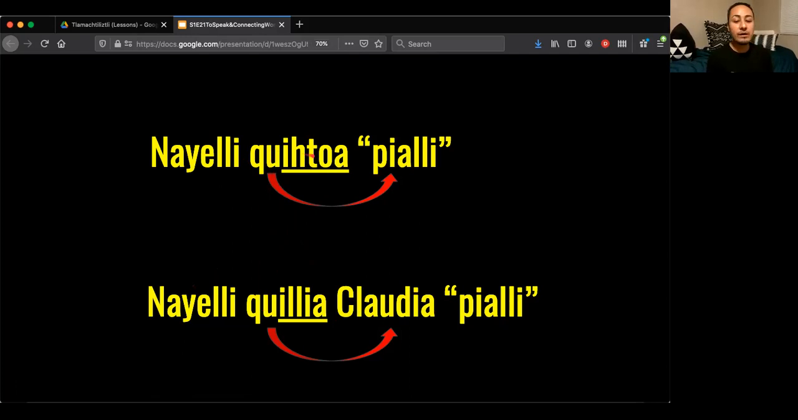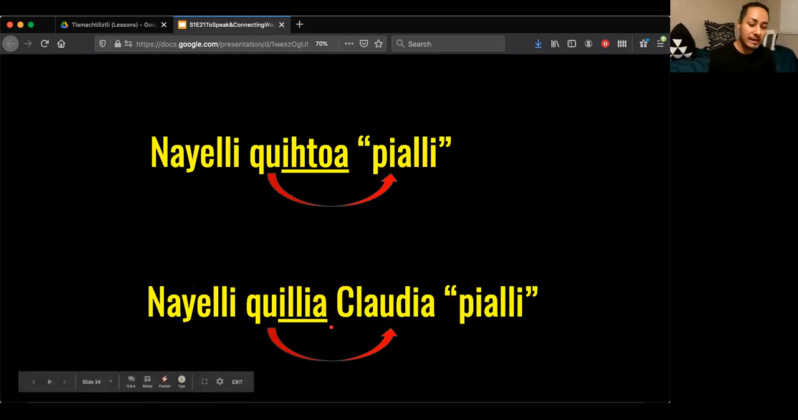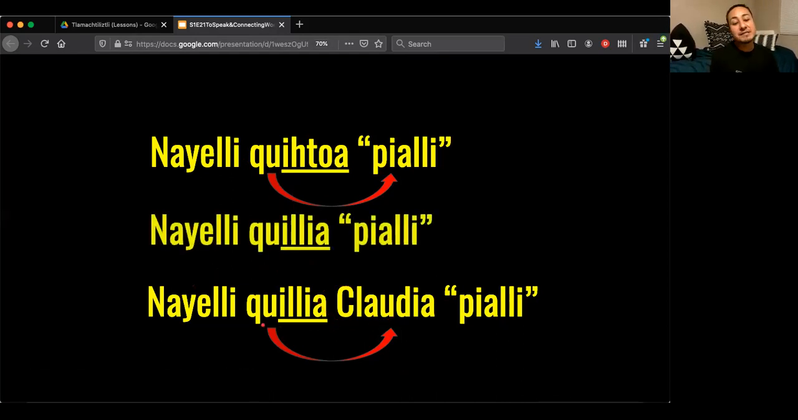And remember, with the verb ihtoa you're only saying this person says a thing, versus the verb Illia is this person tells someone, a person, something, and that's why you see the word here, Claudia. And you're probably thinking, yeah, obviously I can tell that she's telling Claudia something because I see the name Claudia in there. And so obviously it shouldn't be that confusing, but it can be confusing in the sense that without the word Claudia, this sentence, Nayeli ki Illia piali, is still a valid sentence. Nayeli ki Illia piali, it means something, but it doesn't mean what you think it means.